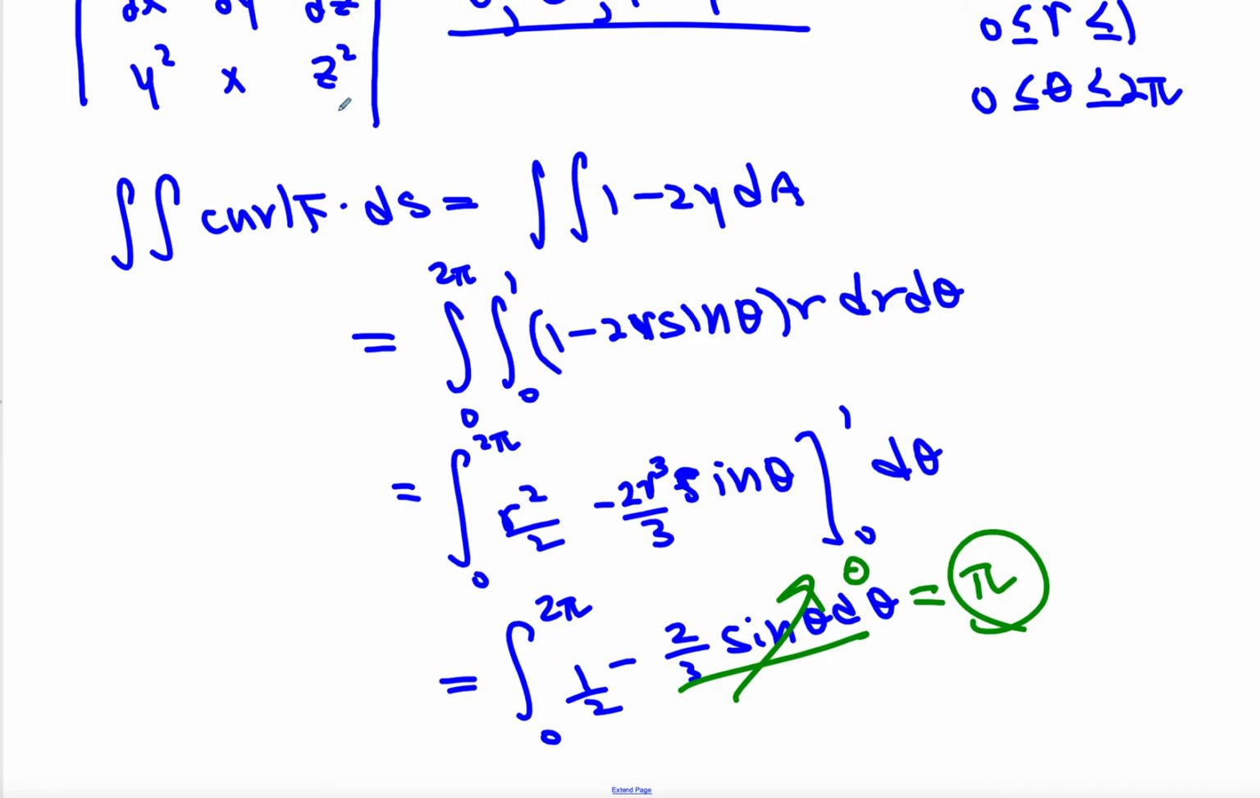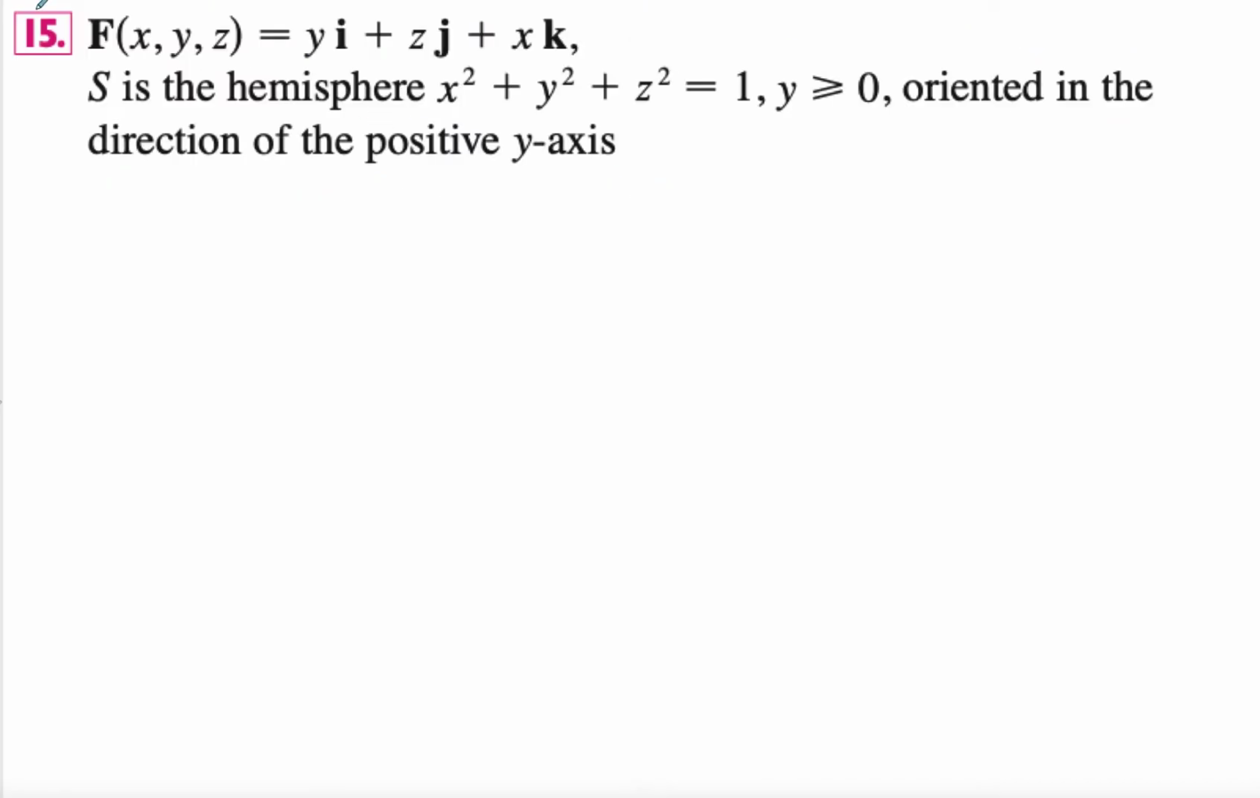Let's look at the next one. Number 15. So in case of number 15, we're going to do the same thing here. We're going to do the line integral and also the curl to figure out the values together. Now, this is a hemisphere, oriented in the direction of the positive y direction. So to figure out the line integral, imagine this is a hemisphere.